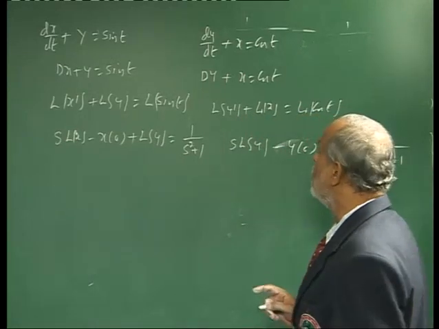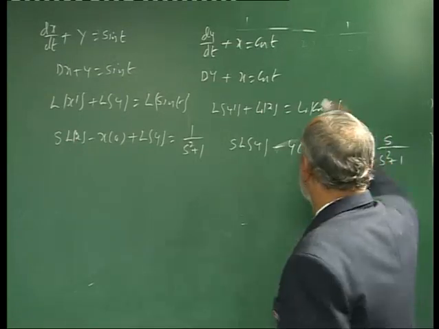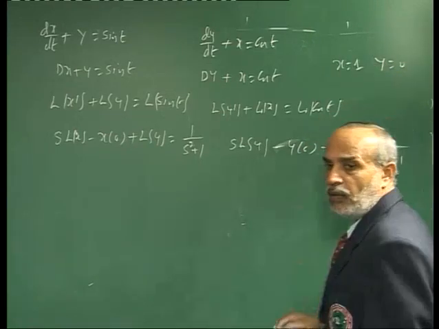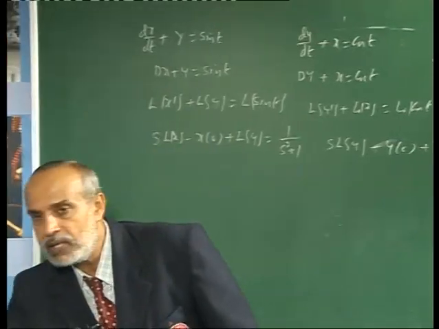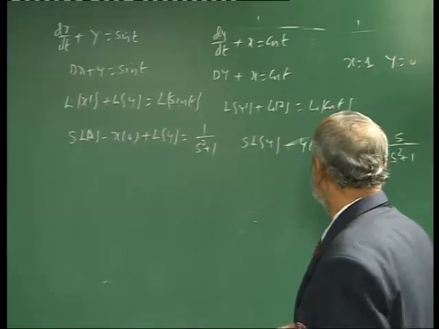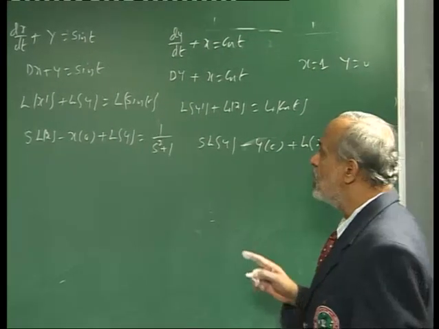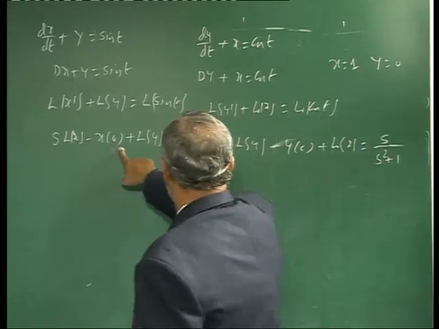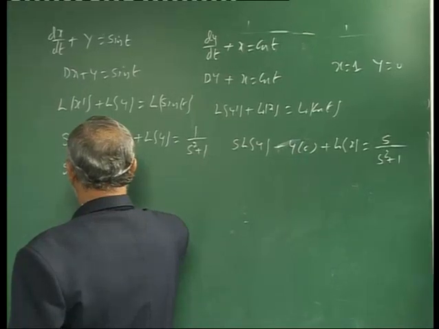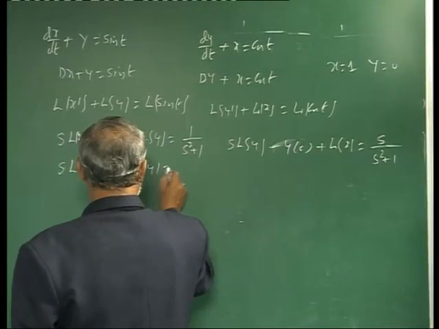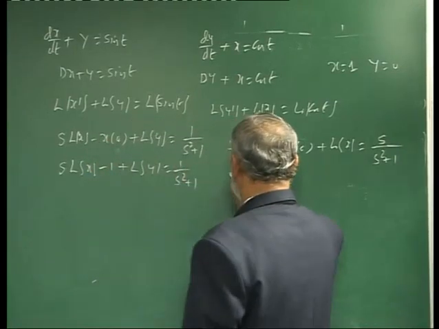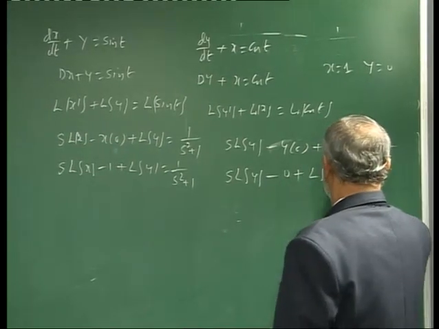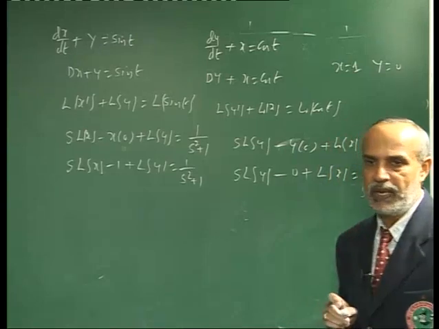See here, after getting these equations use the boundary conditions. What condition is given? x is equal to 1 and y is equal to 0. Then what do you get? x of 0 is 1 and y of 0 is 0. You can substitute. Here s into L of x minus 1 plus L of y is equal to 1 by s squared plus 1. Here s into L of y minus y of 0, whose value is 0, plus L of x is equal to s divided by s squared plus 1.